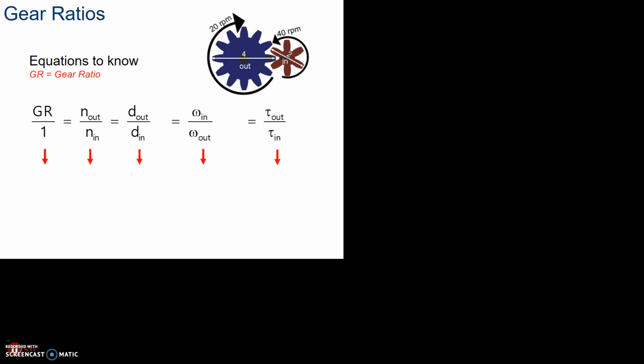So in this case, we can look at 12 teeth over 6 teeth. Diameter is 4 over 2. RPMs is 40 over 20, or 80 foot-pounds over 40 foot-pounds. So any one of those fractions can give us the gear ratio of 2 to 1.